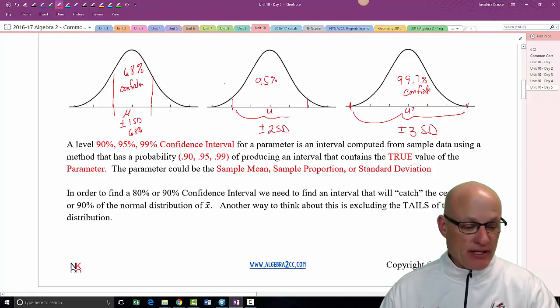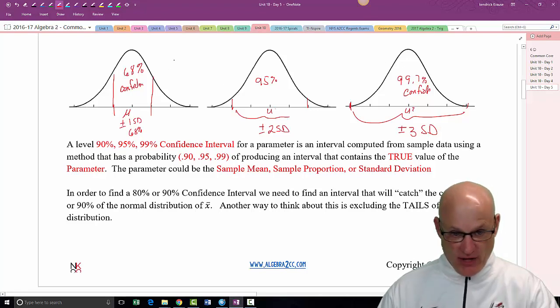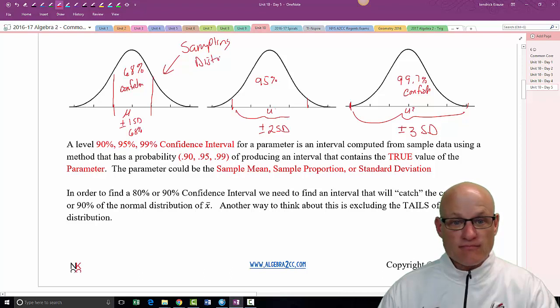But we're going to cast out a big enough net on these. These are all sampling distributions of x bar, actually.